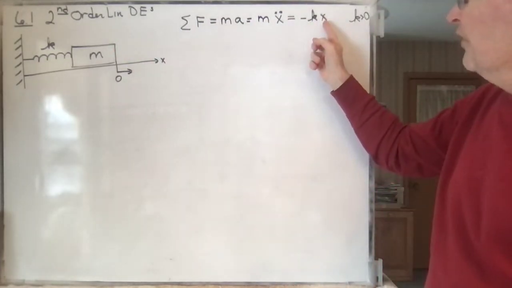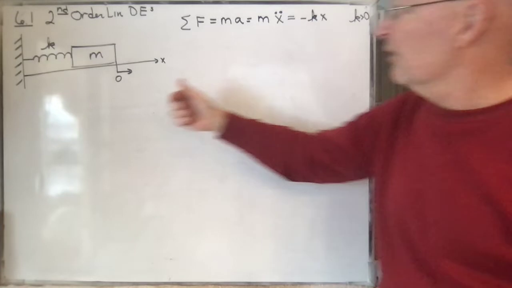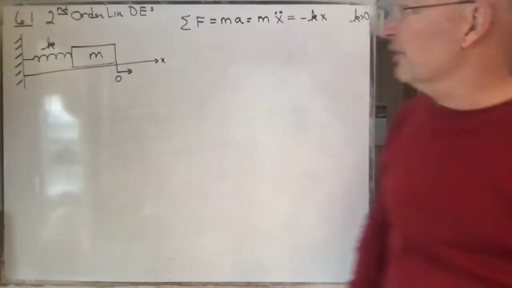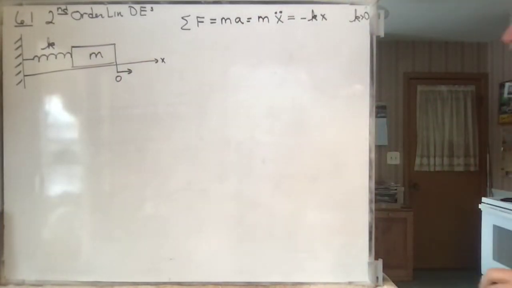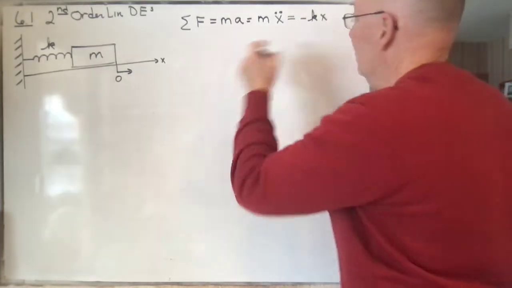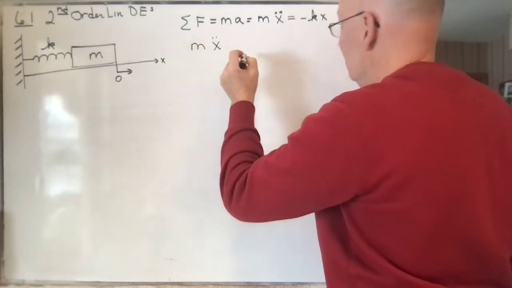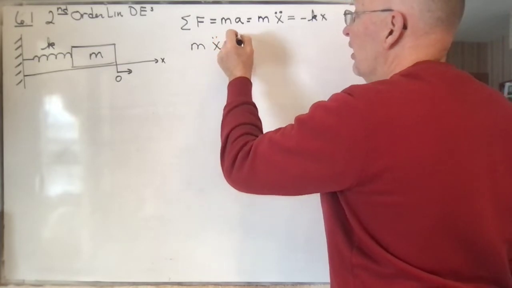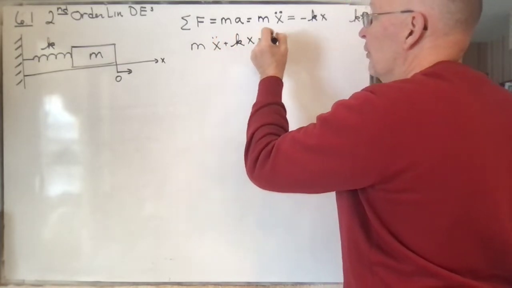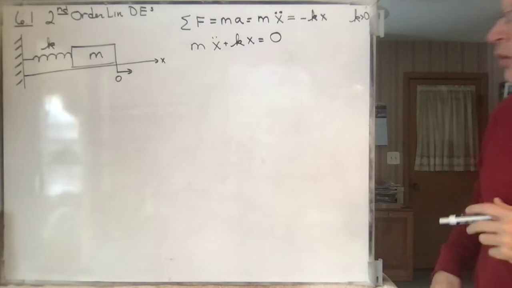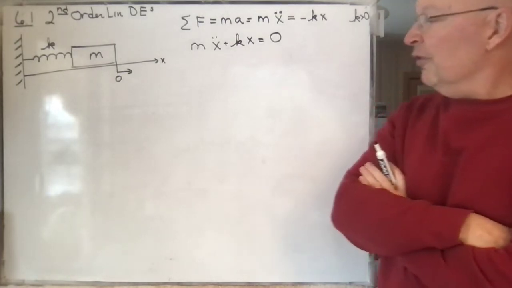If x itself is negative, then negative times negative is going to be positive, so it's going to be this way. So there's our differential equation right there, and we can bring this over and get mx double prime plus kx is equal to 0. So there is a second order linear differential equation.